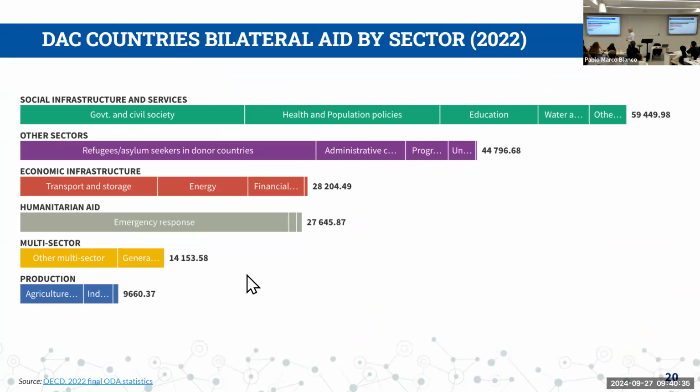This is the way aid is normally ODA here. I think this is ODA, how it's divided by sectors. We have been talking that in the last period, not the period of social scientists, most of the money was going basically to social infrastructure and services. You can see it here, with the real figures. Other sectors like refugees are important also, and then economic, humanitarian aid, and others.